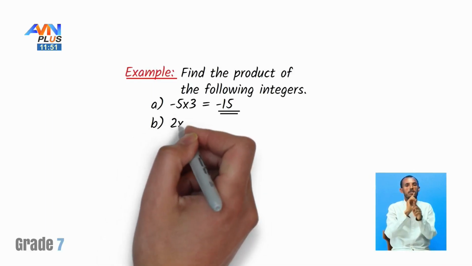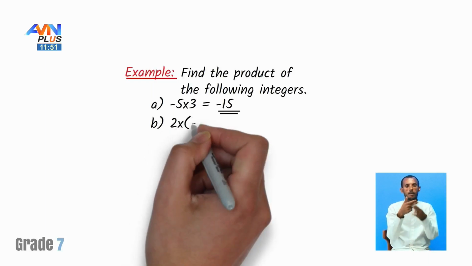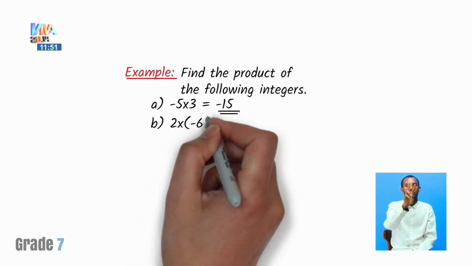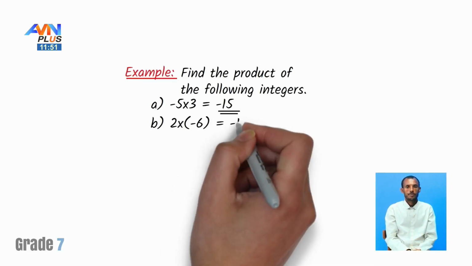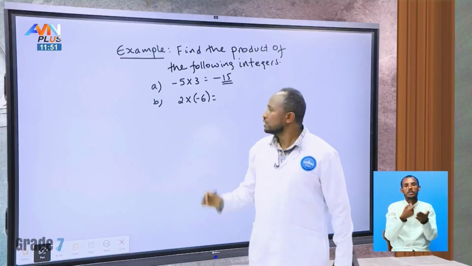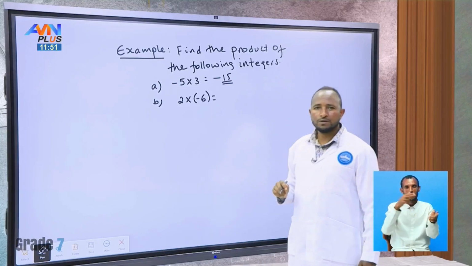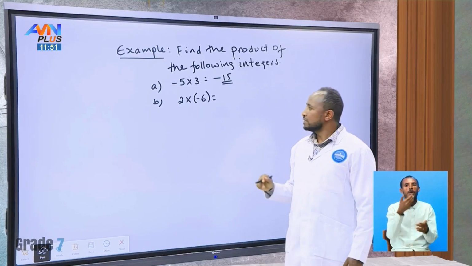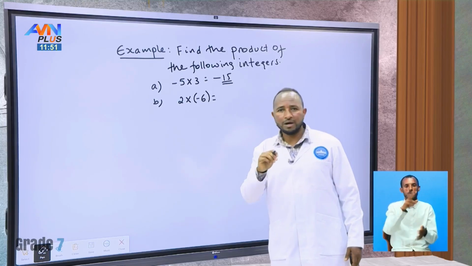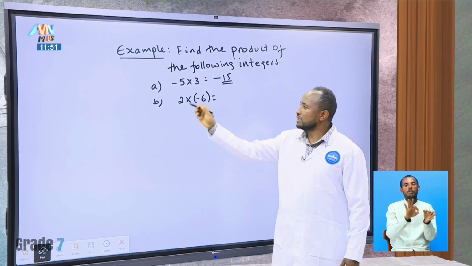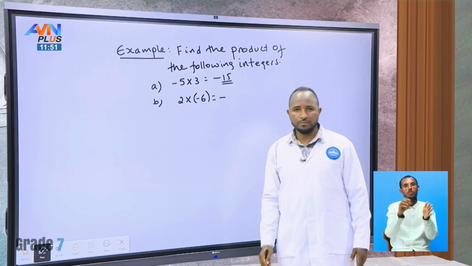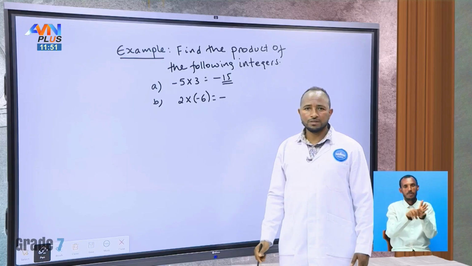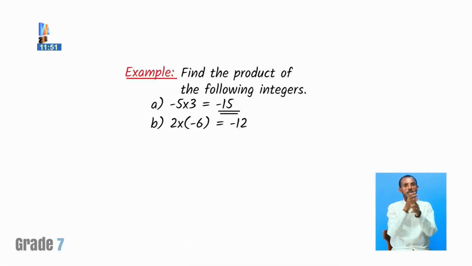Now let's see this one. What will be the product of 2 times negative 6? Okay, good. To multiply these two, first let's determine the sign. As we said, when you multiply a positive and negative number, the product is negative, and then you multiply the numbers 2 and 6. So 2 times 6 is 12. So the answer will be negative 12.